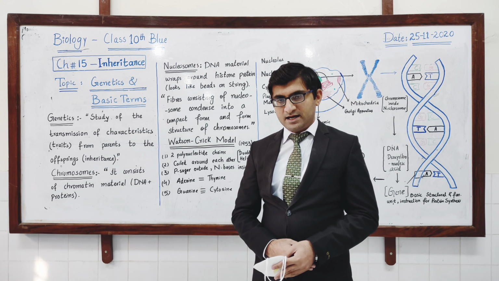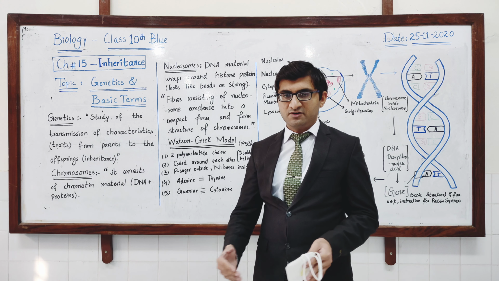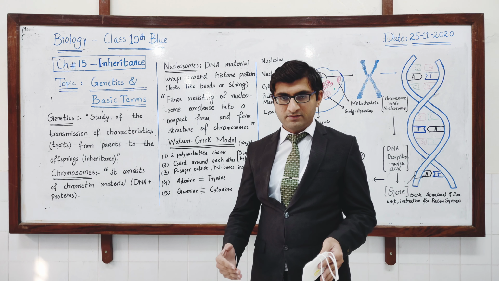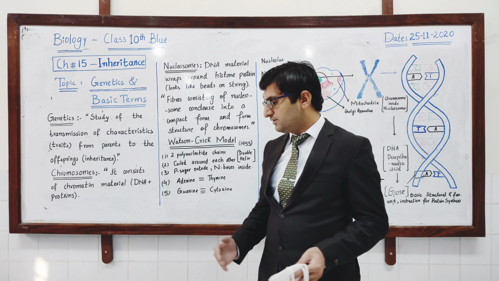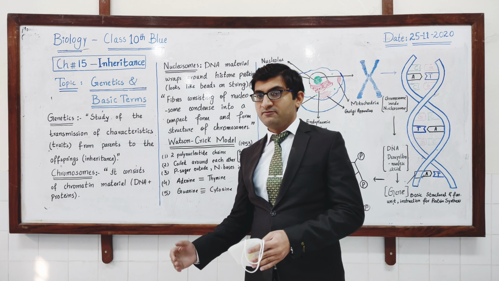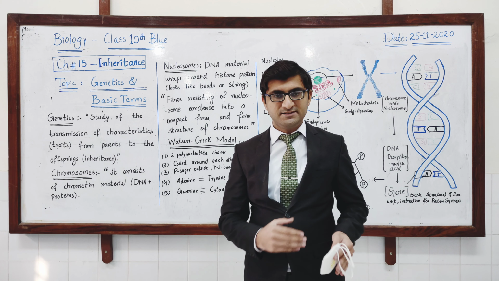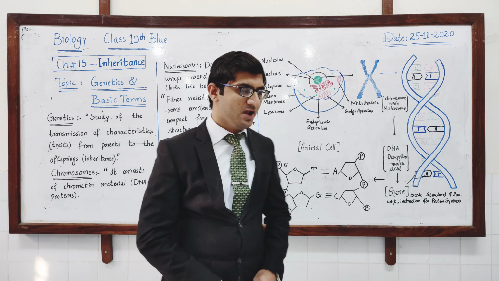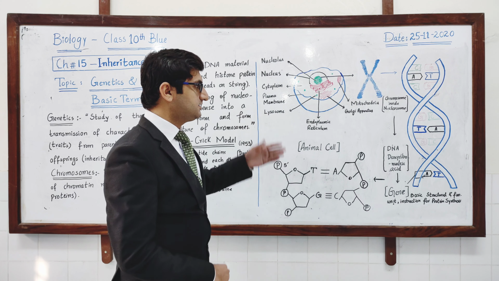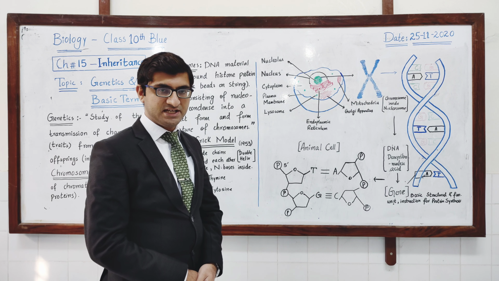The bases are adenine, thymine, guanine, and cytosine. These form mutual bonding between them. Adenine forms a double bond with thymine, whereas guanine forms a triple bond with cytosine. Now we are going to study how these terms are interlinked with each other.